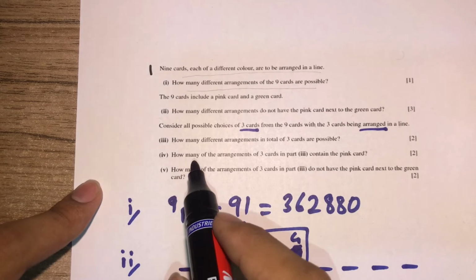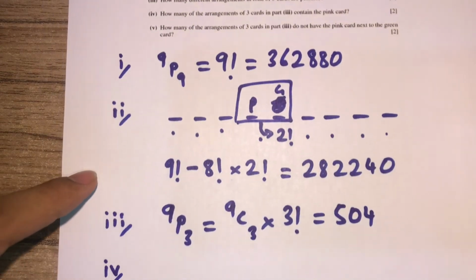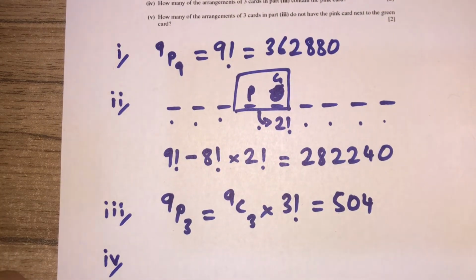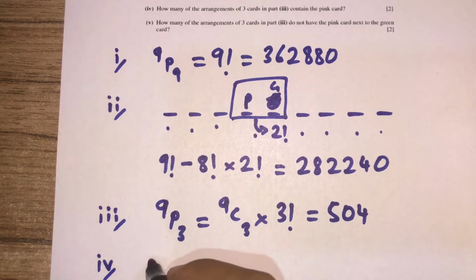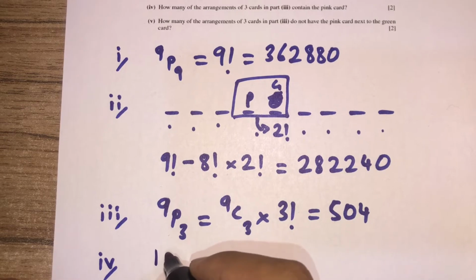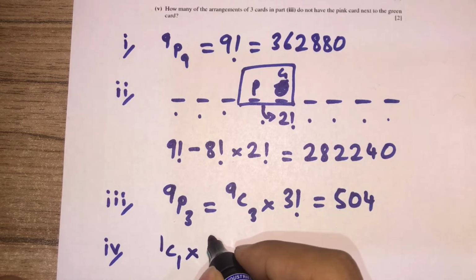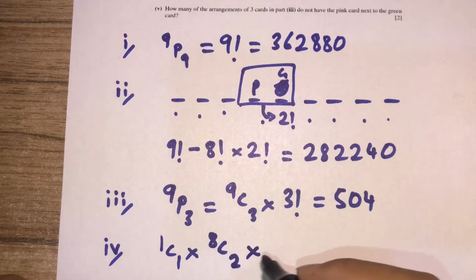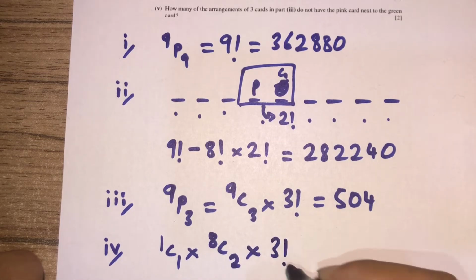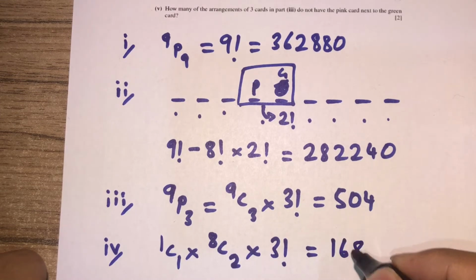Now part 4, how many of the arrangements of 3 cards in part 3 contain the pink card? Okay. So we were selecting 3 cards from the 9 cards, but for the fourth part, the pink card has to be selected. So we have selected the pink card, 1C1, then we have 8 remaining, and from those 8 we can select any 2 cards. This was the selection of the 3 cards now, including the pink card. Now to arrange them, we'll multiply this with 3 factorial. So this gives 168.